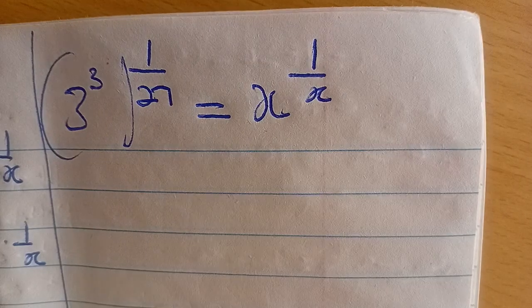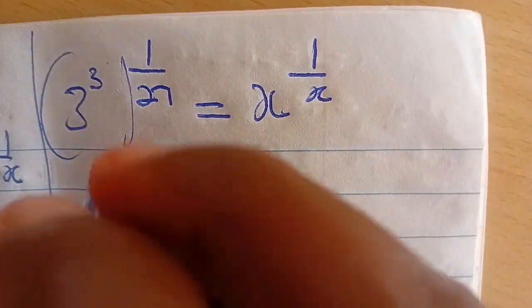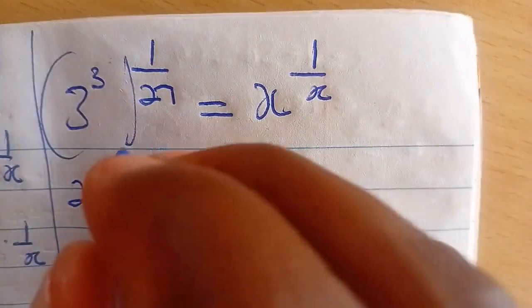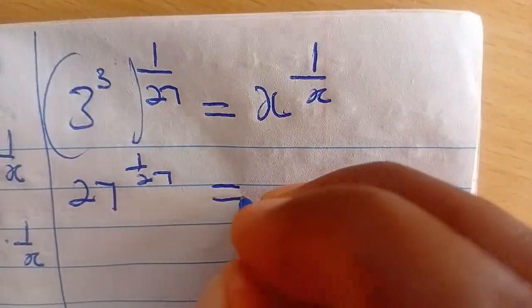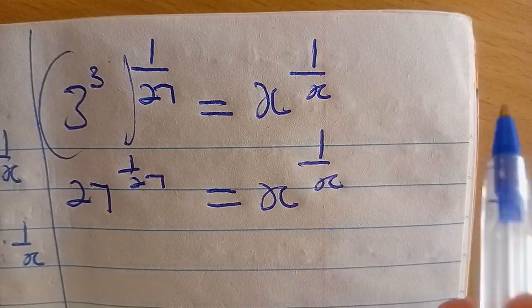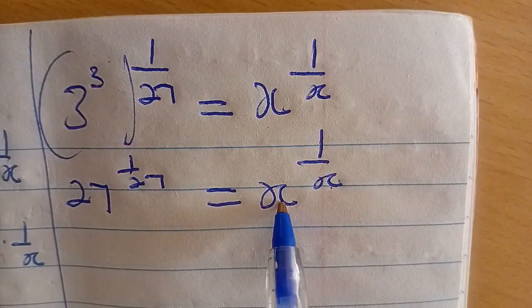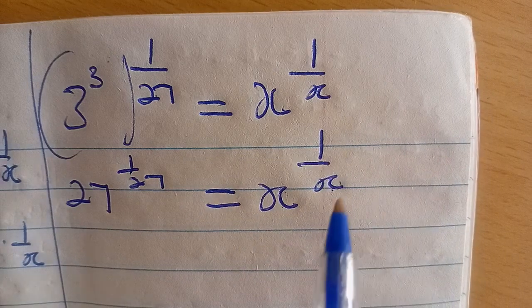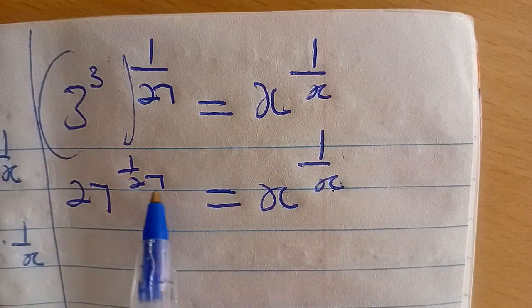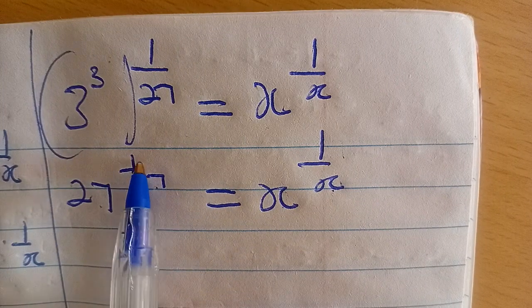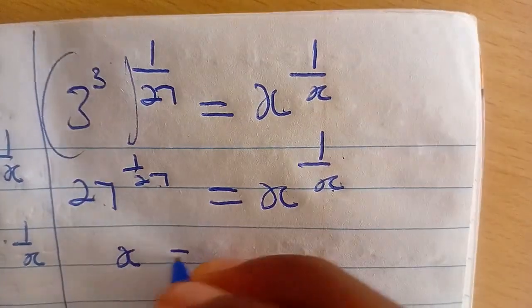So this is what you have. 3 exponent 3 is going to give you 27, so you're going to have 27 exponent 1 over 27 is equal to x exponent 1 over x. Here we are going to compare. You can see this is the same as this: the number here is the same as the number here, and what is on top of the number here is 1. So if you compare, the number here is equal to the number here, and what is on top is 1. So we can say x is equal to 27.